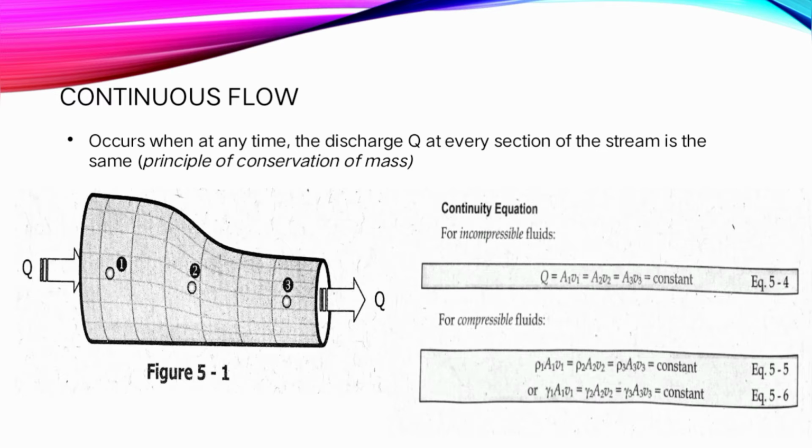Continuous flow. This occurs when, at any time, the discharge Q at every section of the stream is the same. The continuity equation for incompressible fluids is given in equation 4, and for compressible fluids, the formula is given in equation 5 and equation 6.